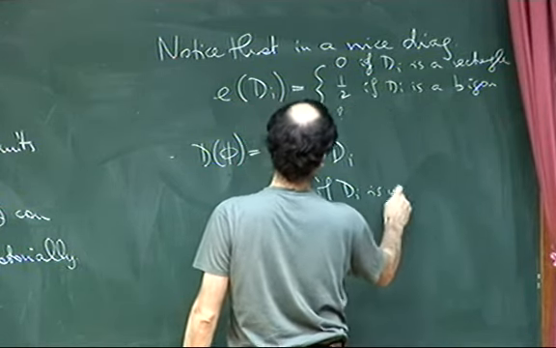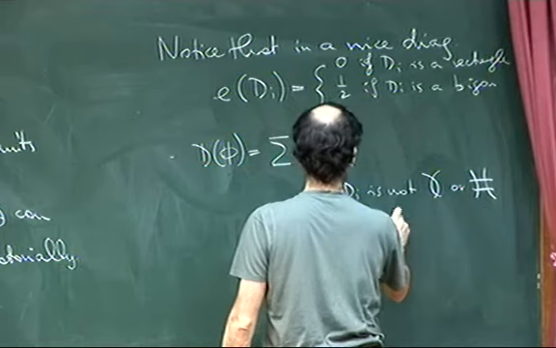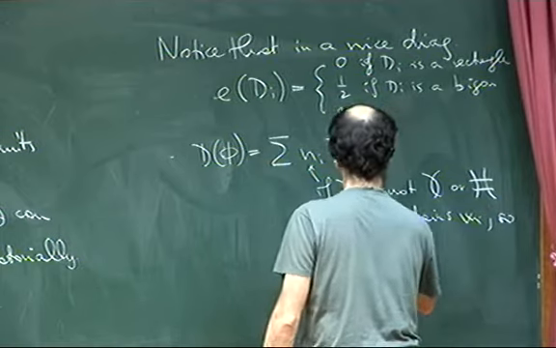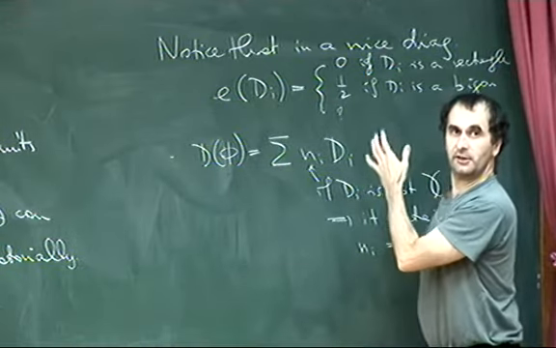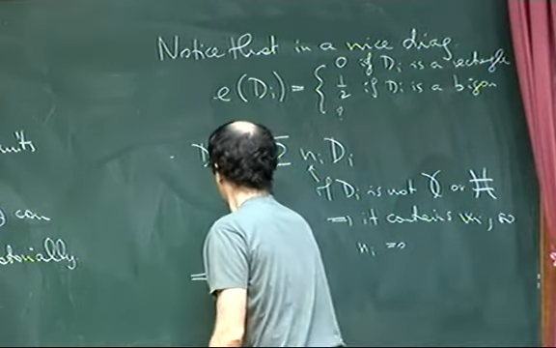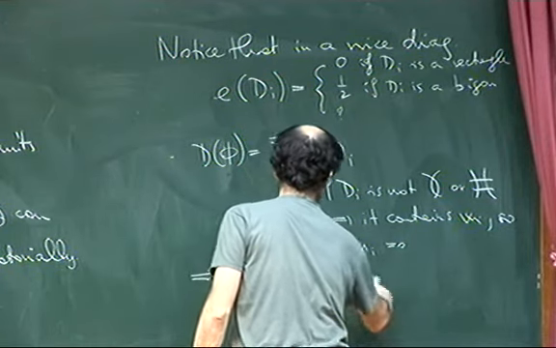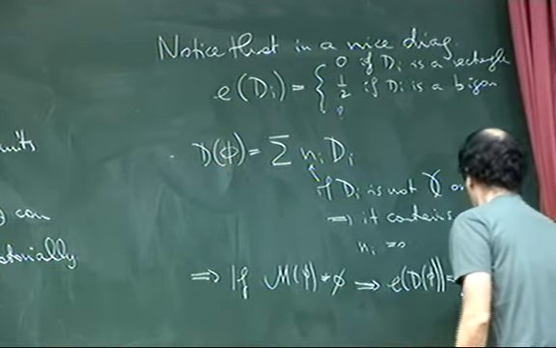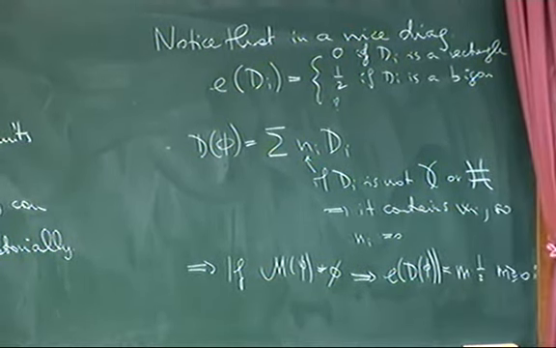If DI is not a bigon or rectangle, then it contains Wi, so Ni should be equal to 0. So what did we get? That the Euler measure of any domain in a nice diagram is a non-negative multiple of 1/2. So if M phi is not empty, then the Euler measure is some M times 1/2, where M is a non-negative number.